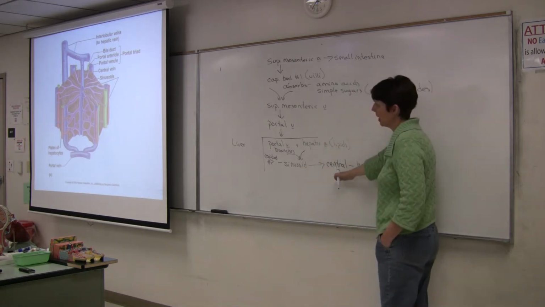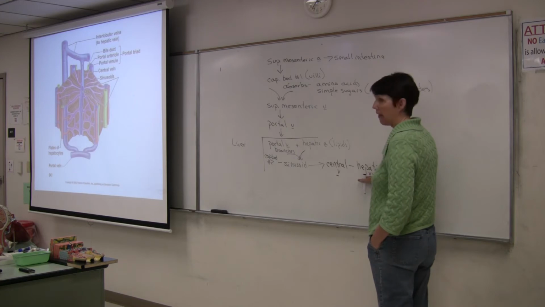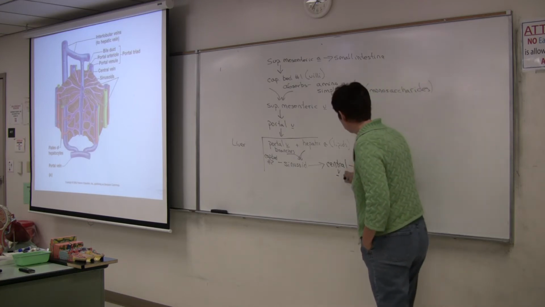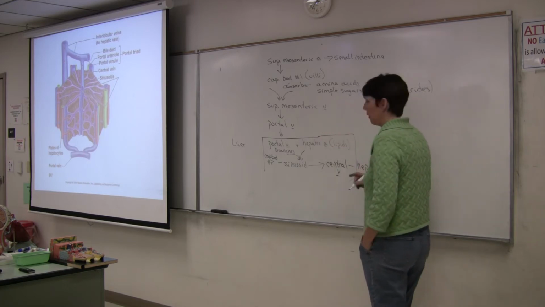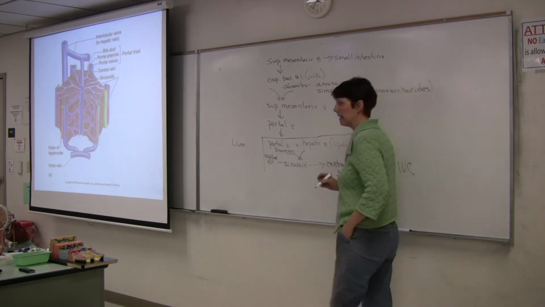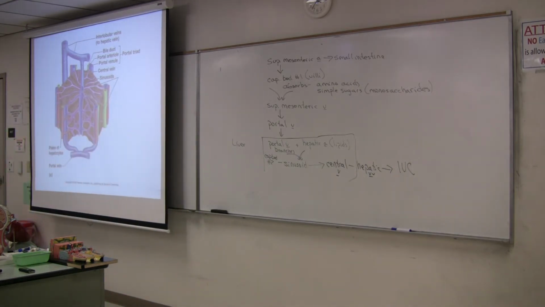And when we're done with the cells, blood flows into the central vein, out of the liver via the hepatic vein, into the inferior vena cava. Okay. So that's the blood flow. That's the reason for a portal system. And we see that portal triad again.